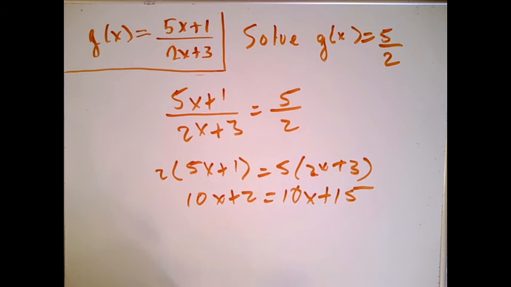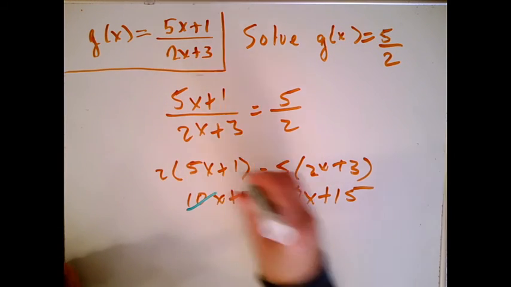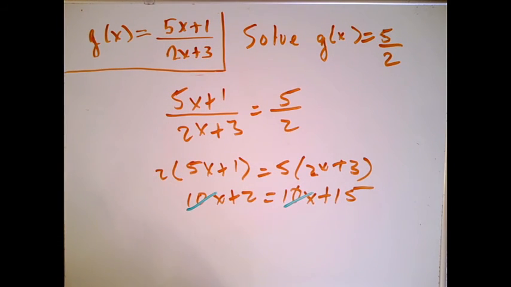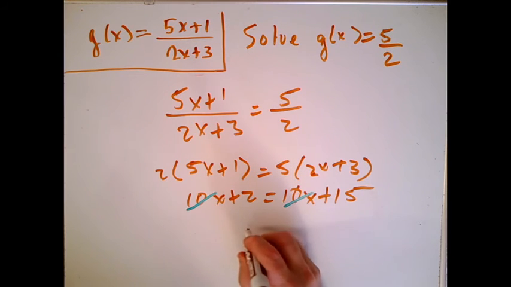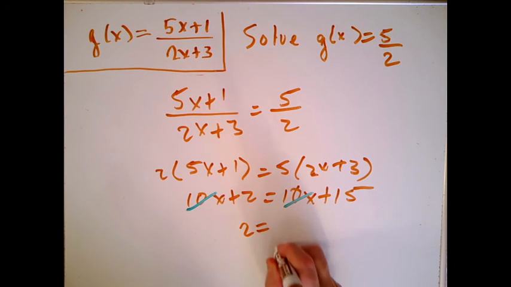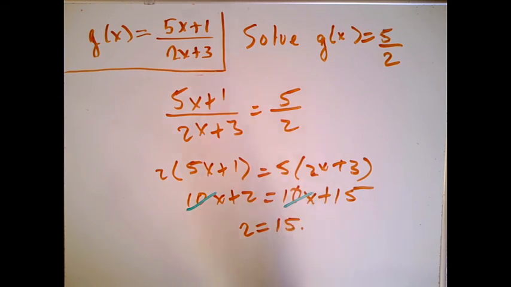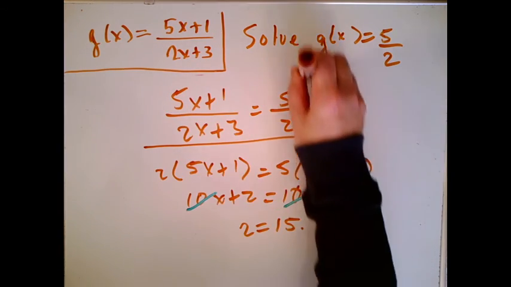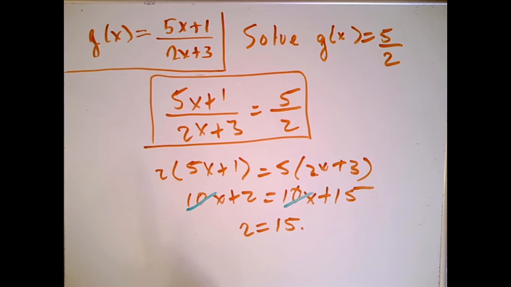Now we can see that we can subtract 10x from both sides. So let's subtract 10x from both sides. And we get 2 equals 15, which is ridiculous. Actually, in math, they tend to say that's absurd. What does that mean? We started out by writing, supposing we could find an x such that g of x equals 5/2. Well, if that's possible, we come to the conclusion that 2 must be equal to 15, which is ridiculous. Now, what does this mean?